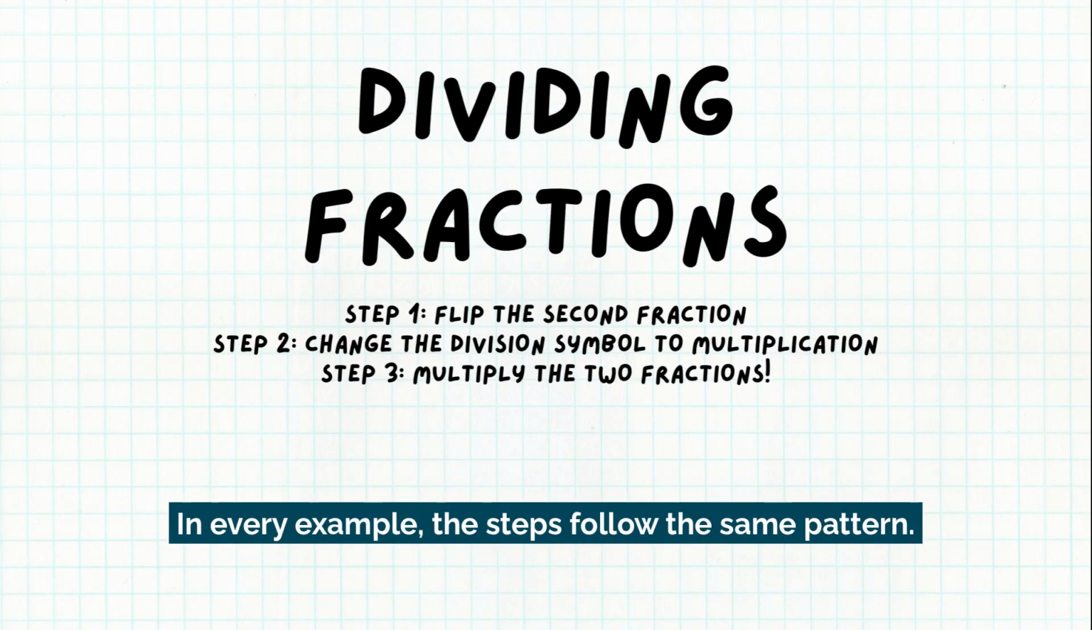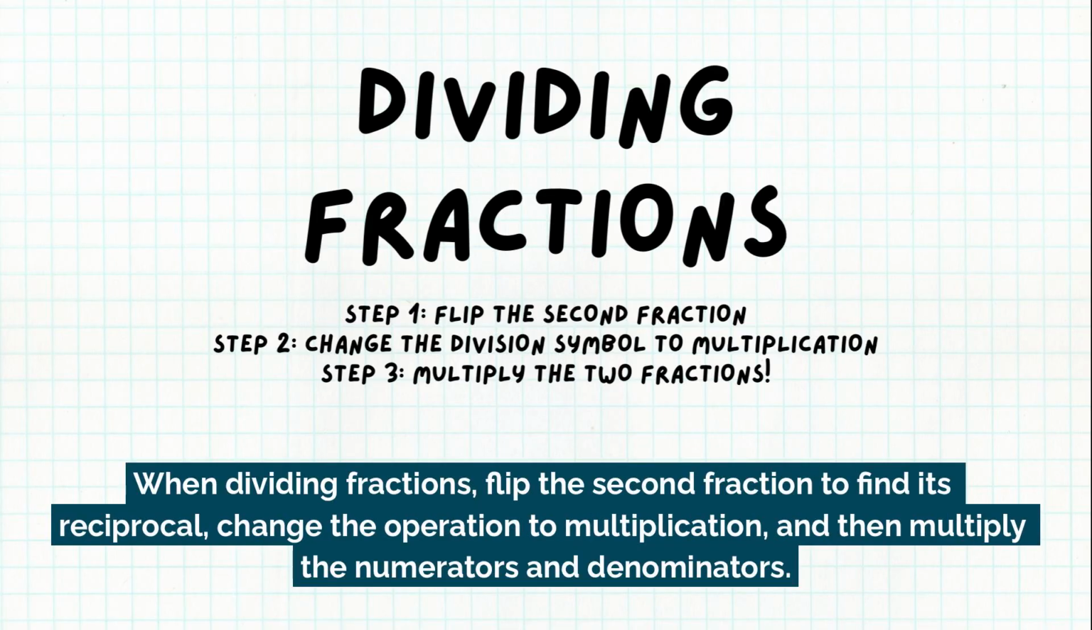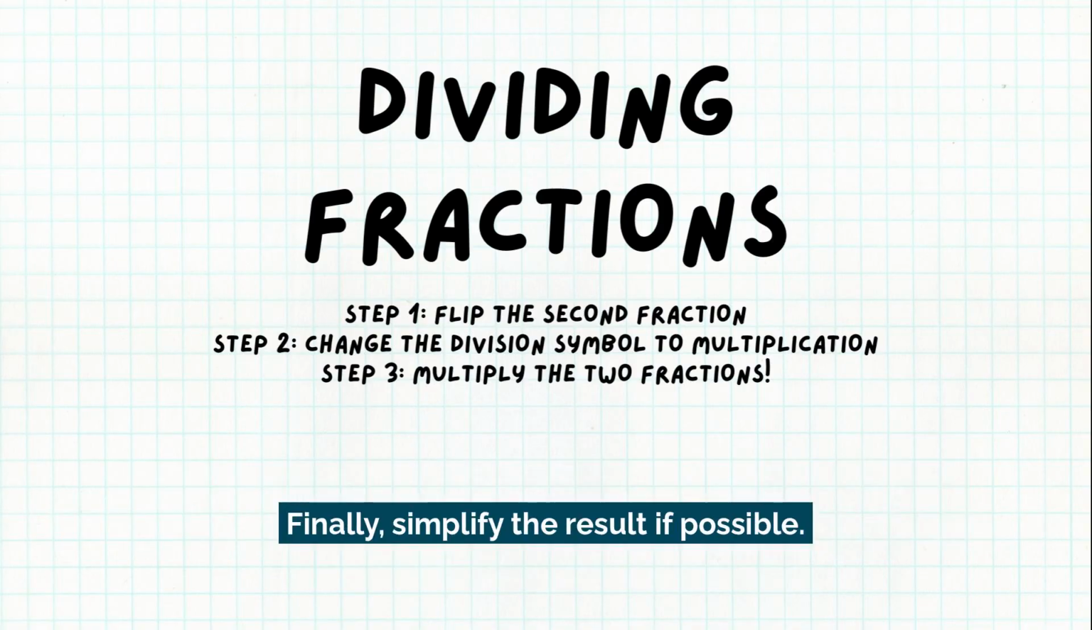In every example, the steps follow the same pattern. When dividing fractions, flip the second fraction to find its reciprocal. Change the operation to multiplication, and then multiply the numerators and denominators. Finally, simplify the result if possible.